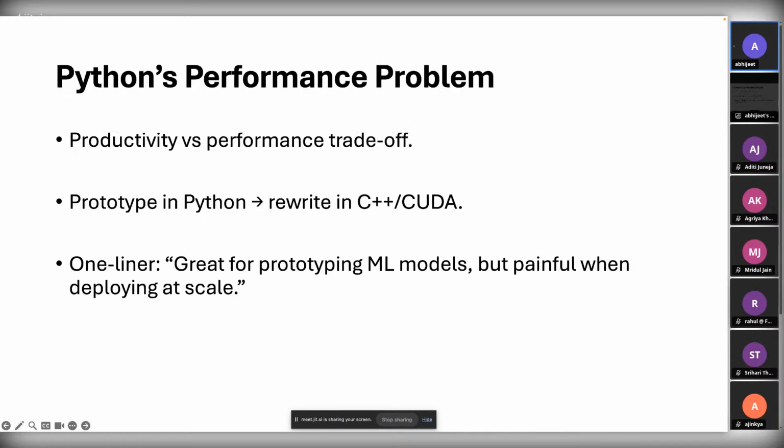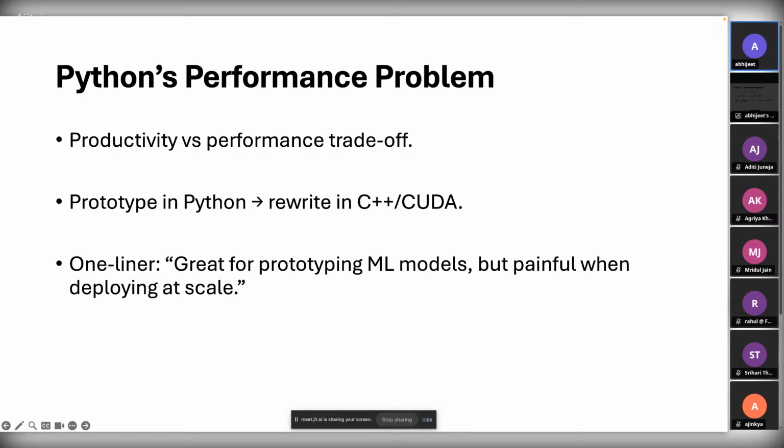So let's start with the pain point. Python is fantastic for productivity, but because it's interpreted and dynamically typed, you pay for that convenience with speed. That's why under the hood, NumPy is really C. PyTorch has C++ and CUDA kernels. Even pandas leans on compiled code.